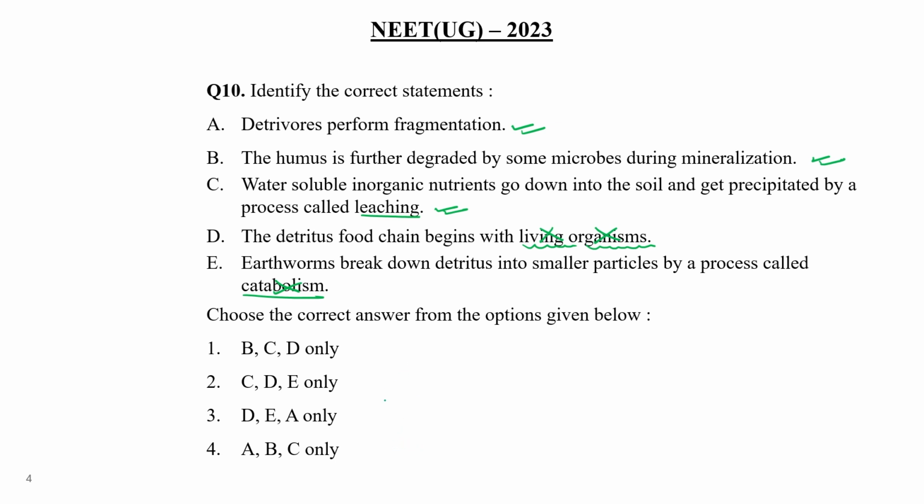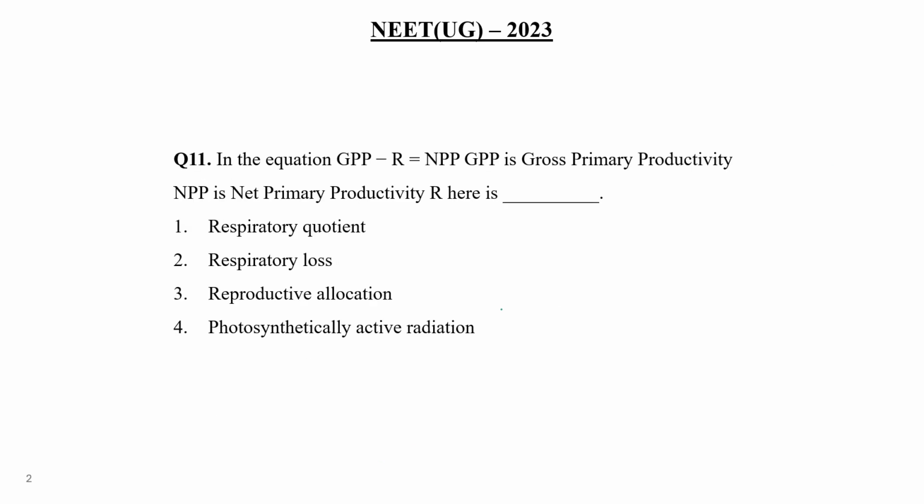So A, B, C, choice number 4 would be the correct answer. Clear? Let's move to the next question. Question number 11: in the equation GPP (gross primary production) minus R is equal to NPP, GPP is gross primary productivity.